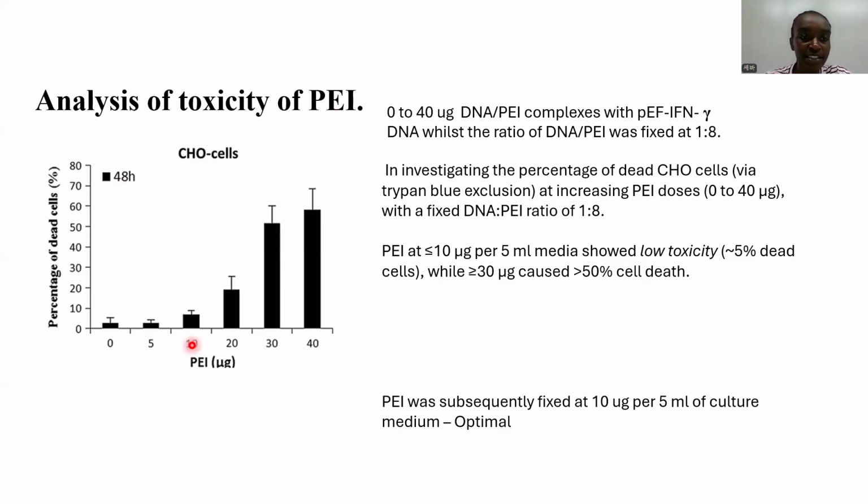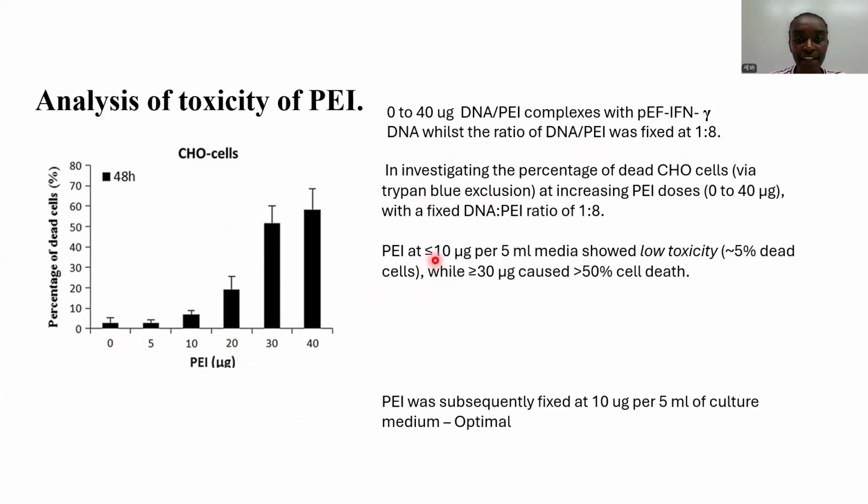And to do this, the researchers cultured CHO cells with a DNA PEI complex with this plasmid at a predefined ratio of 1:8. And it was established that a PEI concentration of greater than 30 microgram resulted in more than 50% of cell death when the trypan blue exclusion dye assay was done.